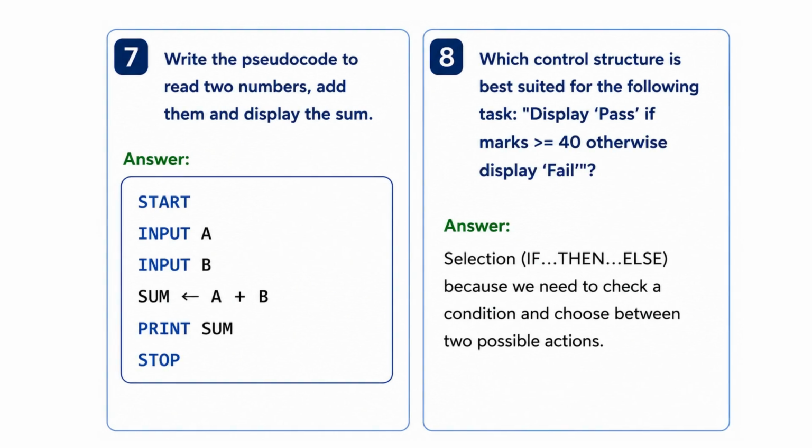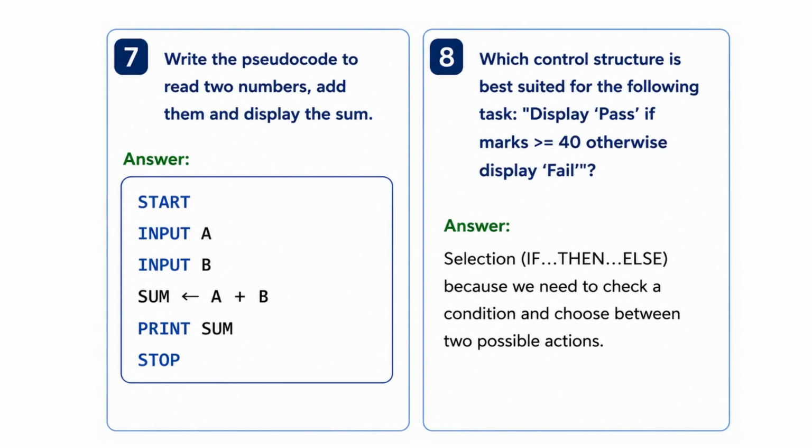Question 7 asks us to write pseudocode to read two numbers, add them, and display the sum. First, the algorithm starts. Then it inputs values A and B. Next, it calculates the sum by adding A plus B. Finally, it prints the result and stops. Notice how pseudocode uses simple English-like instructions to explain the logic of a program.